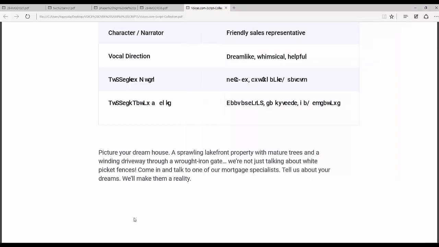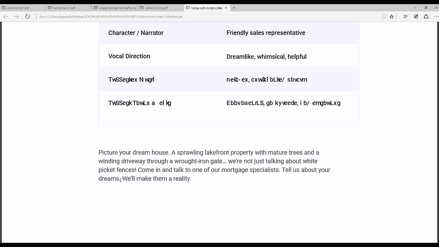All right. So picture your dream house. A sprawling lakefront property with mature trees and a winding driveway through a wrought iron gate. We're not just talking white picket fences. Come in and talk to one of our mortgage specialists. Tell us about your dreams. We'll make them a reality.